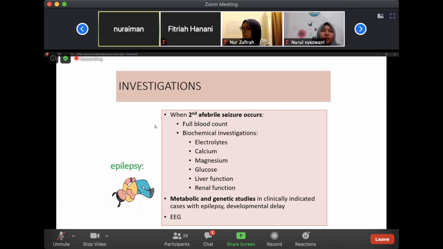And then the next one is epilepsy cases. Again, remember the definition of epilepsy. When a child presents with epilepsy, do whole blood count, do full biochemical investigation like electrolytes, calcium, magnesium, glucose, liver function, renal function. And if the child has epilepsy and developmental delay, metabolic and genetic studies are clinically indicated because we need to find out the cause and maybe it can help with the management. And again, EEG can help us in classifying the type and predicting future recurrence.